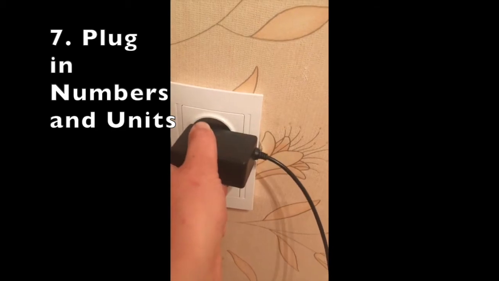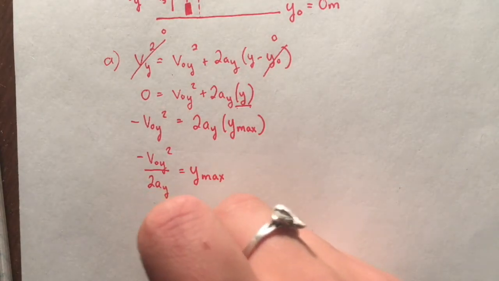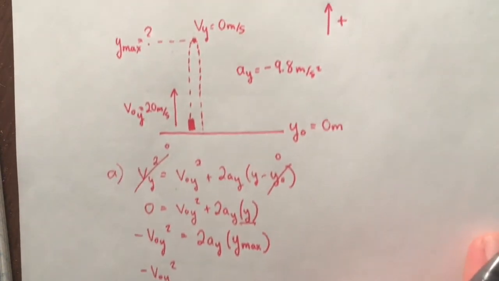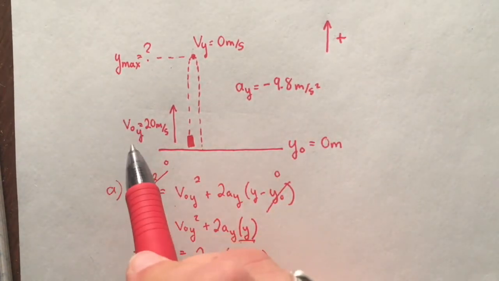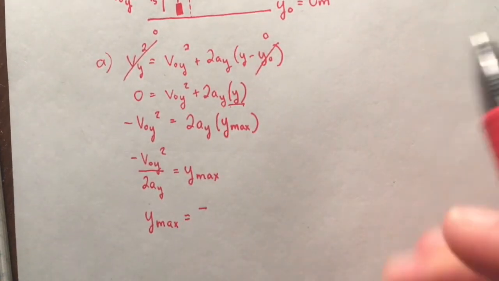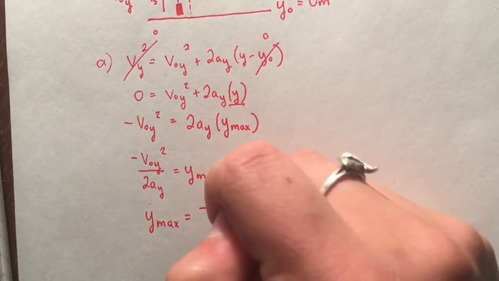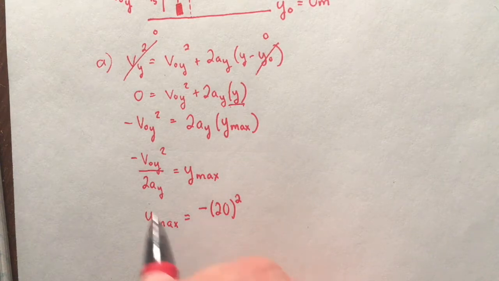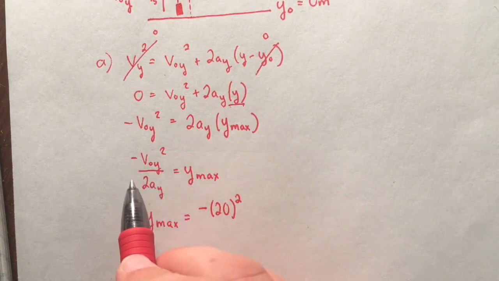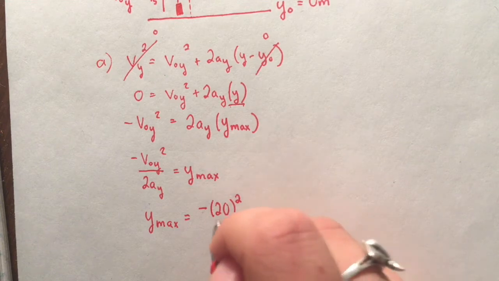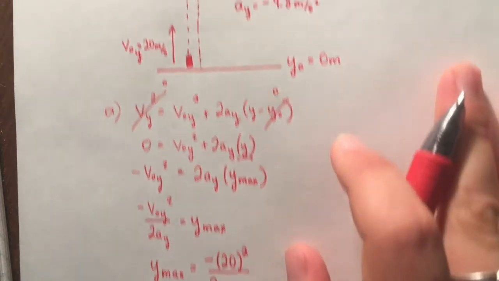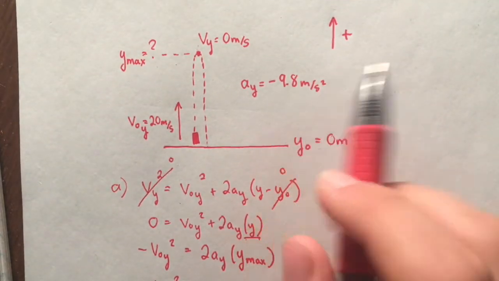Now I'm going to plug in numbers. So y max equals negative v naught y. I look back at my picture, my initial vertical speed is 20 meters per second. So negative 20 squared. And make sure that this negative is not inside the parentheses. You're not squaring that negative. That negative is there because you subtracted it. So make sure it's outside the parentheses. Divided by 2, and our vertical acceleration, ay, is negative 9.8 meters per second squared.